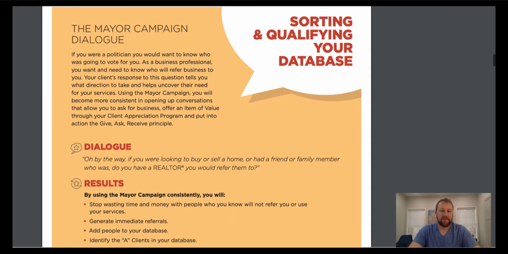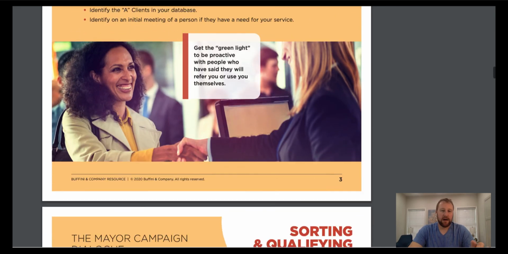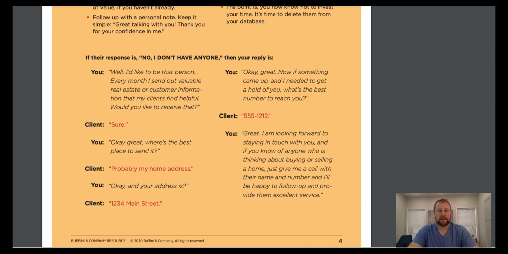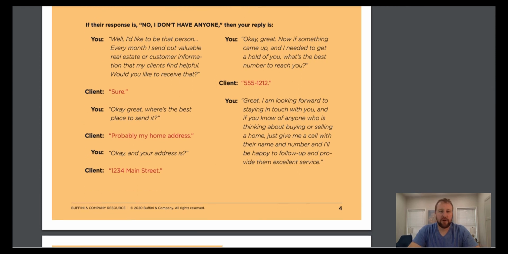So sorting and qualifying, again, the mayor campaign. Basically what this does is this has a very clear and concise conversation so that at the end of the conversation, you'll know exactly where people stand. Whether they're going to refer you, whether they're very clearly not going to refer you are your two things. And based off that, you can either A, delete them from your database, or B, put them into your database and start nurturing that relationship.